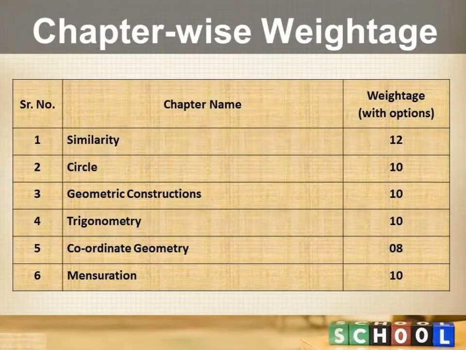Let us see the unit-wise marks distribution. Chapter 1, Similarity. Yes, it is of 12 marks. Chapter 2 is Circle, 10 marks. Geometric Construction, the third chapter, carries 10 marks. Trigonometry also carries 10 marks. Coordinate Geometry is for 8 marks. And Mensuration is for 12 marks.